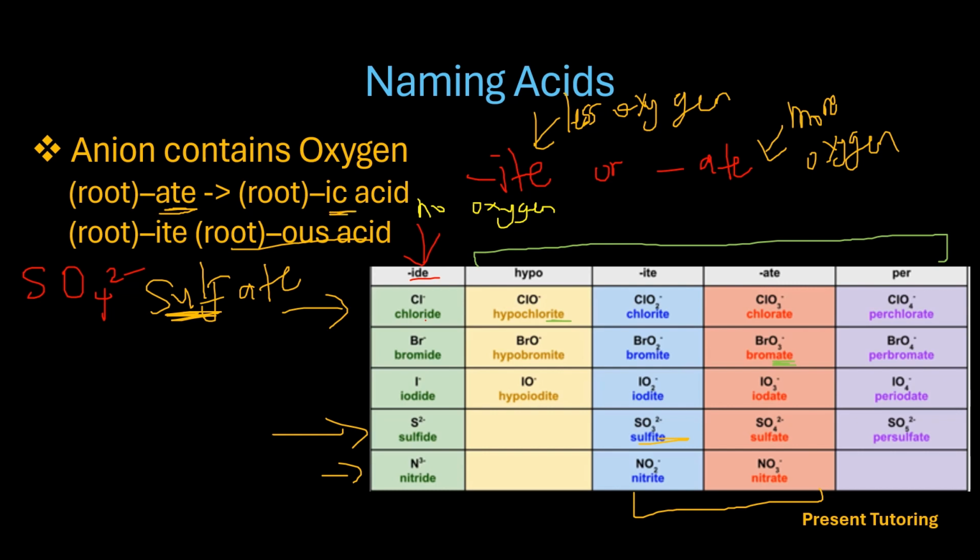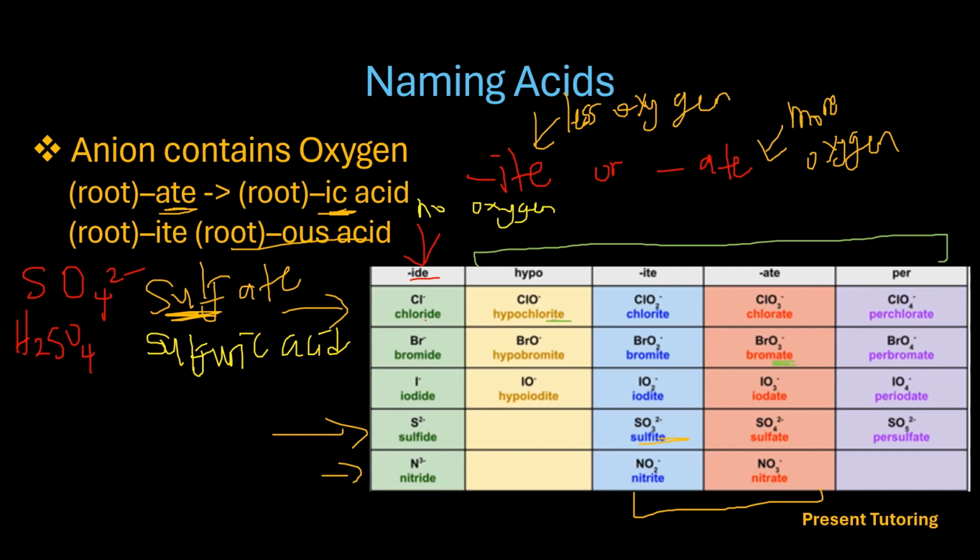The ic is there because it was an ate for the anion. So H2SO4 is sulfuric acid.